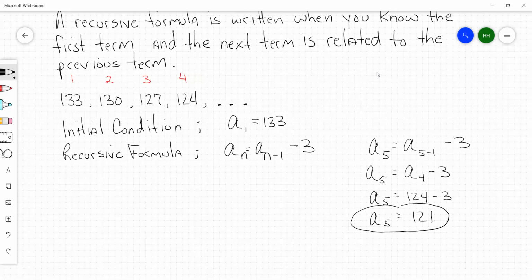But those are the 2 differences: explicit formulas and recursive formulas. When you're asked to write a recursive formula, you always list the first term, and then you list the formula that relates the terms. The next term is related to the previous term. This is how you write the previous term when you're writing a formula. You write it as a sub n minus 1.